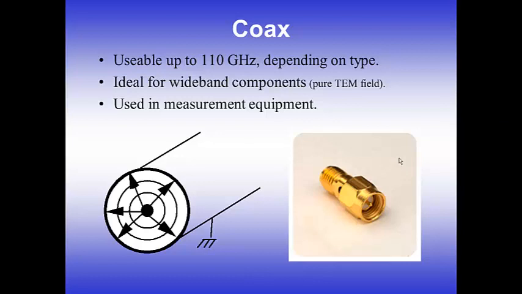It's that consistent electromagnetic field pattern all the way along the line, which is referred to as TEM propagation, enables this to work over a wide frequency range with the same parameters, and therefore you can use it, for example, in measurement equipment.